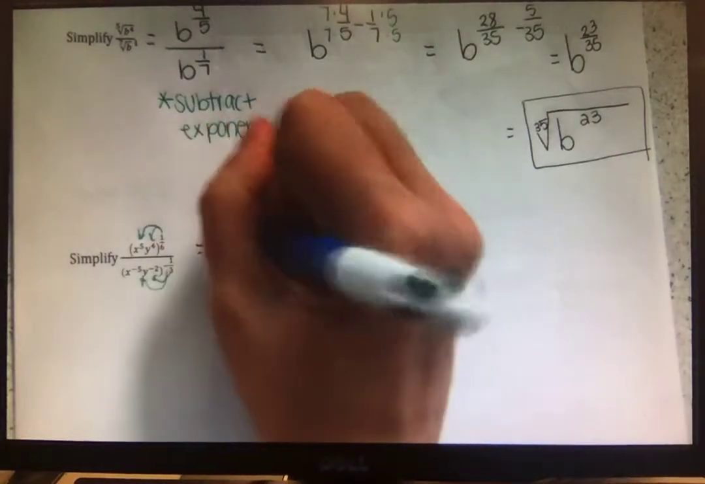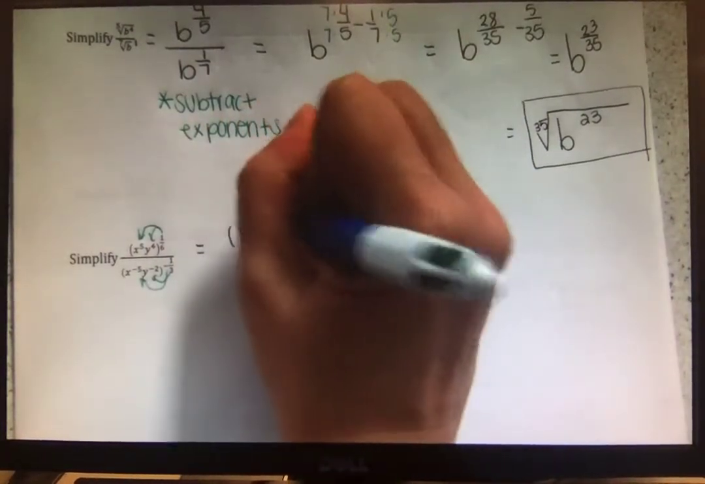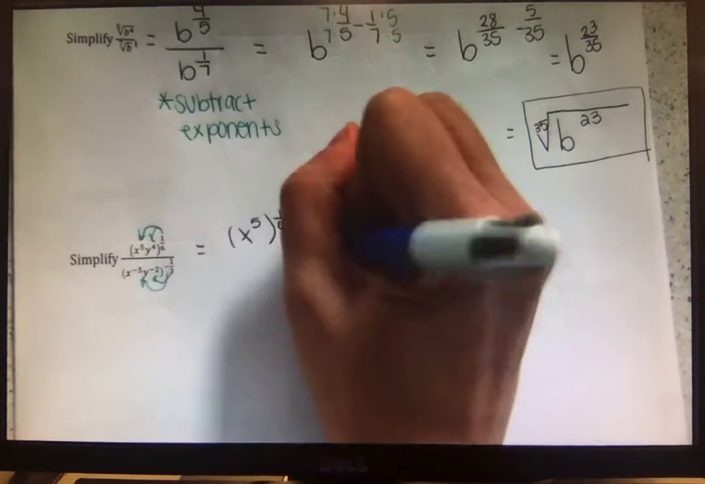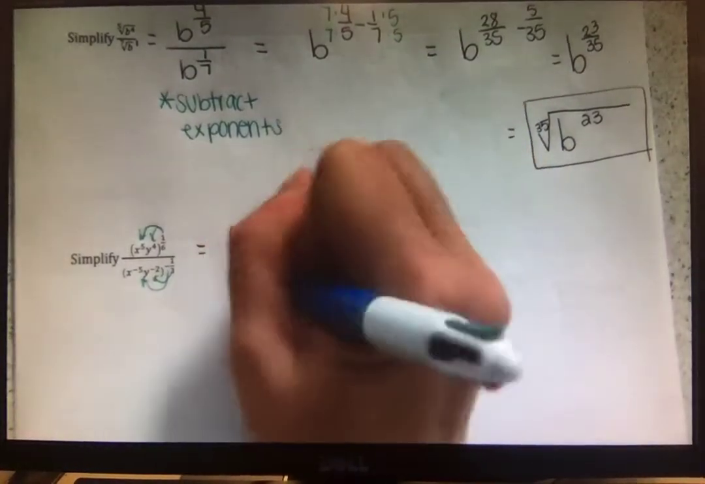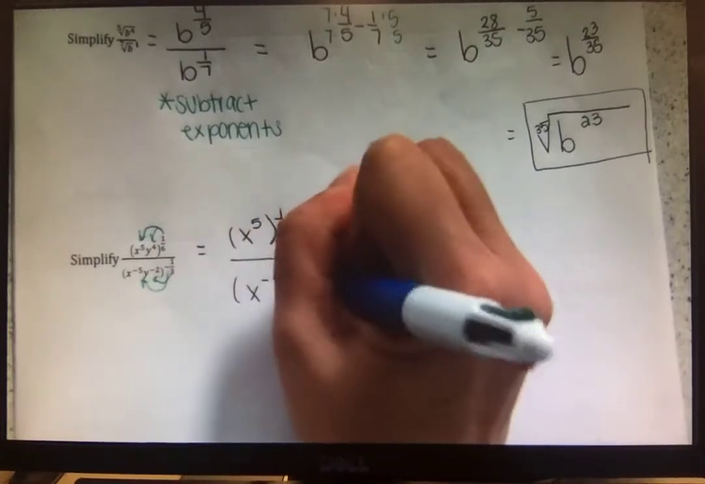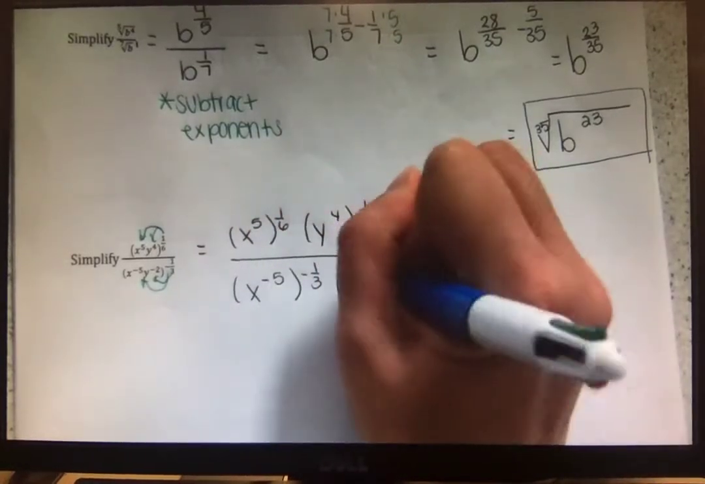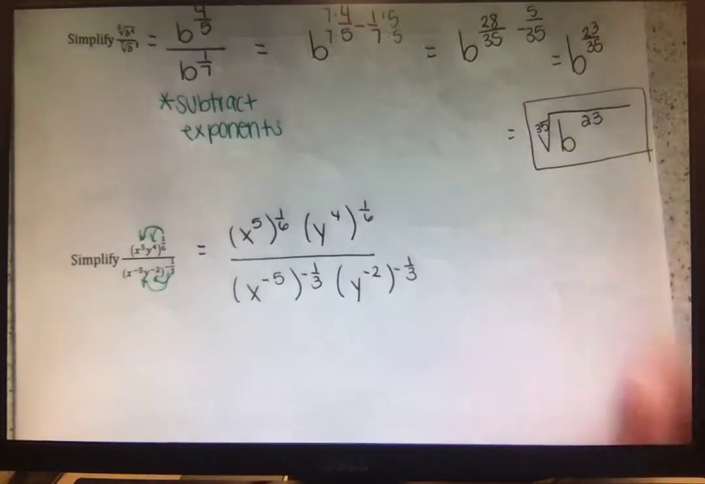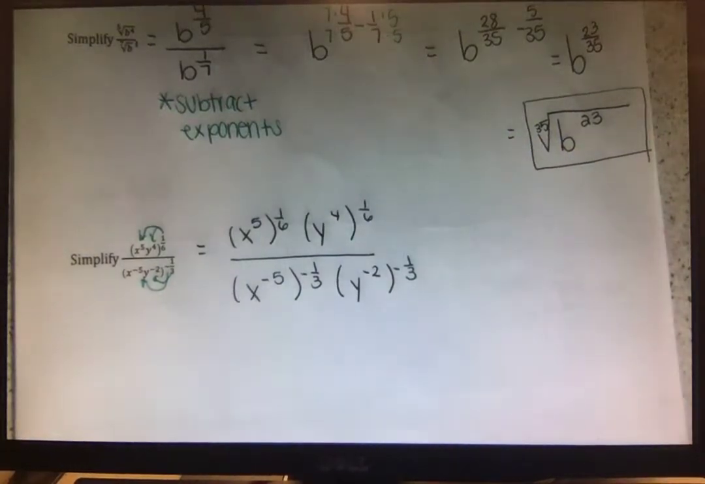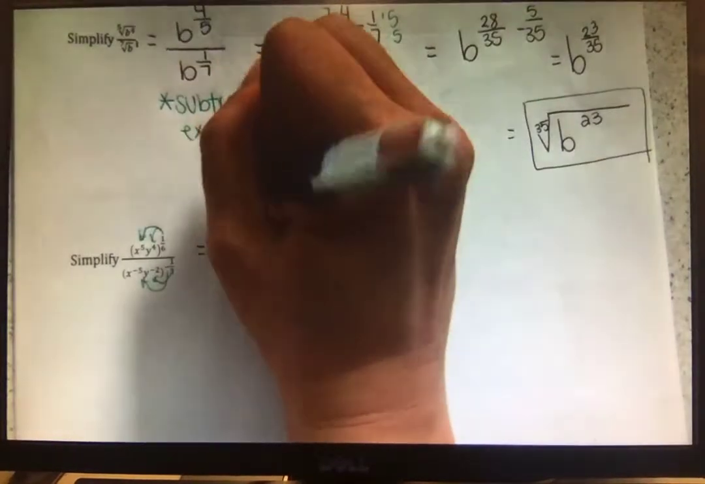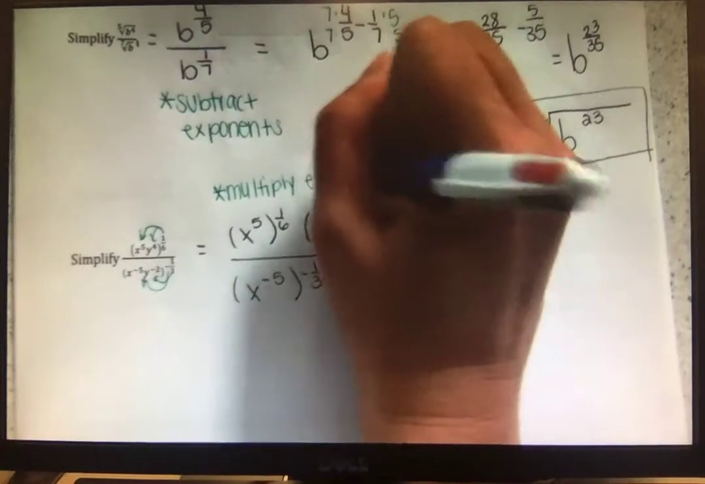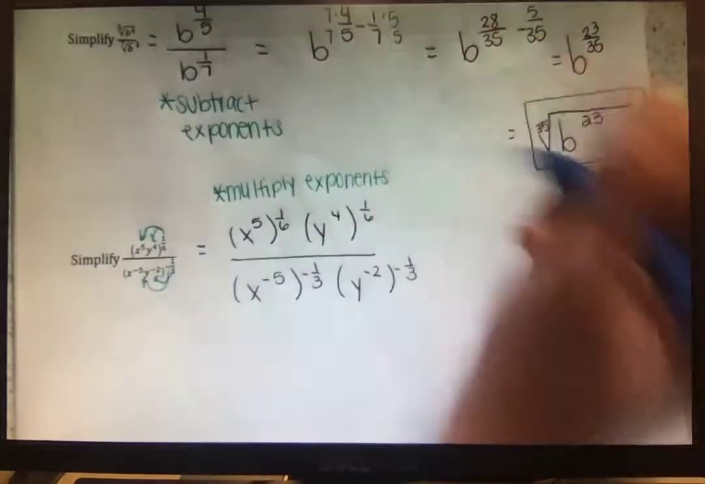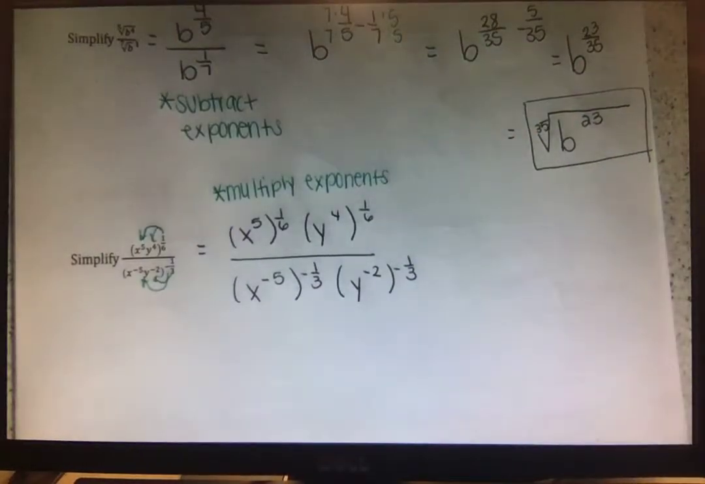So we have x to the fifth to the 1/6 power, y to the fourth to the 1/6 power, over x to the -5th to the -1/3 power, y to the -2 to the -1/3 power. It's a power to a power, so we are going to multiply our exponents. We're multiplying fractions, so we're multiplying straight across.